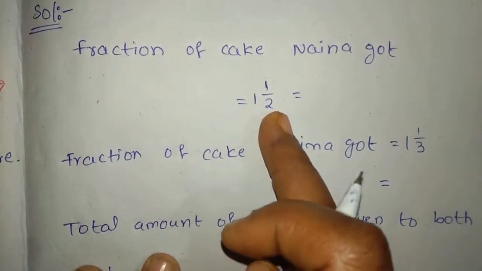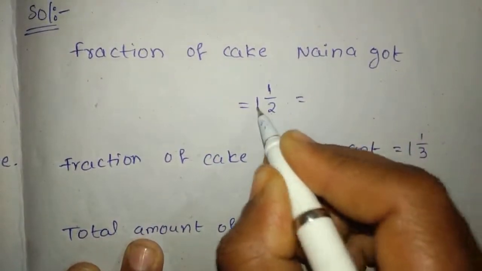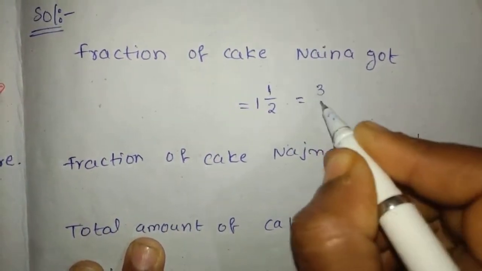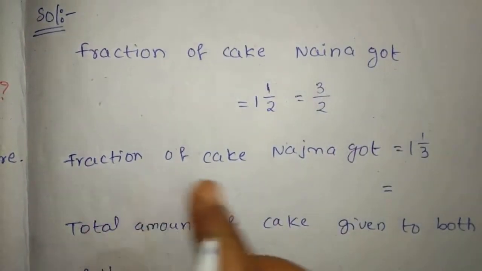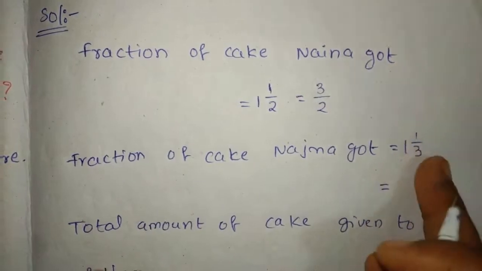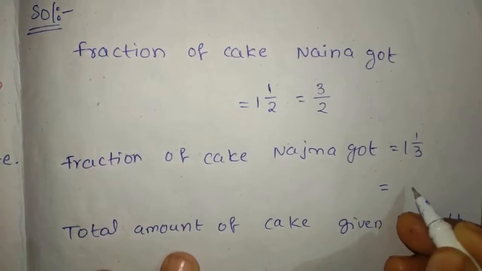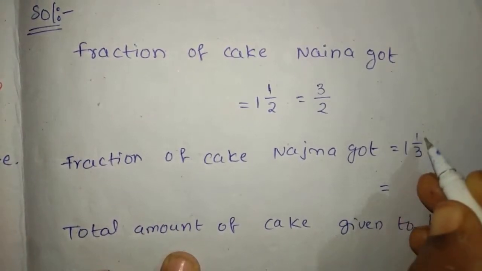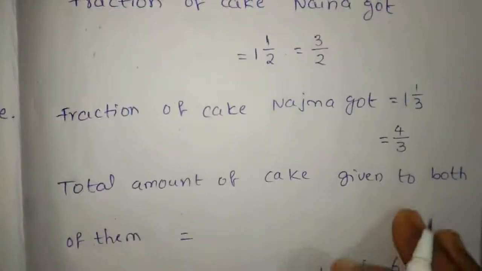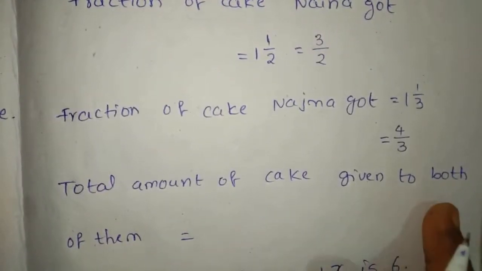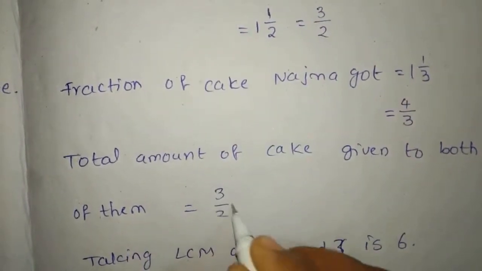This is a mixed fraction. This we change into an improper fraction. That is 2 1s are 2, 2 plus 1 is 3 by 2. Now next, the fraction of cake Nazma got, 1 by 3. This is also a mixed fraction. Now change to improper fraction. That is 3 1s are 3 plus 1 is 4 by 3. Now the total amount of cake given to both of them, that is 3 by 2 plus 4 by 3.